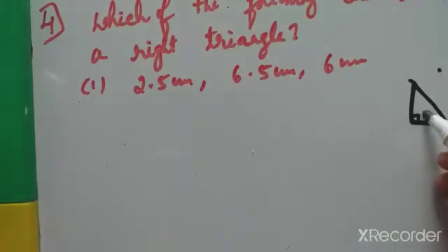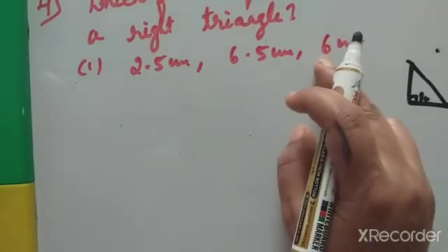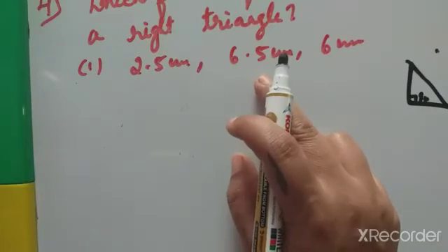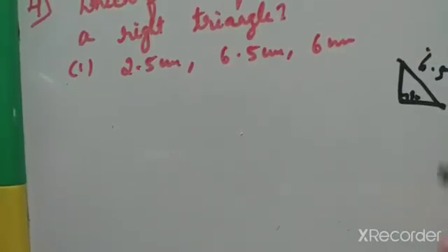So here, for example, this is a right angle triangle with 2.5, 6.5, 6 centimeter. Okay, so which is 90 degree? Yeah, this is 90 degree. Now 2.5, 6.5, 6 centimeter. Which is the highest measurement? 6.5. Always the highest measurement will be the hypotenuse side. Hypotenuse is the largest side in a right angle triangle.